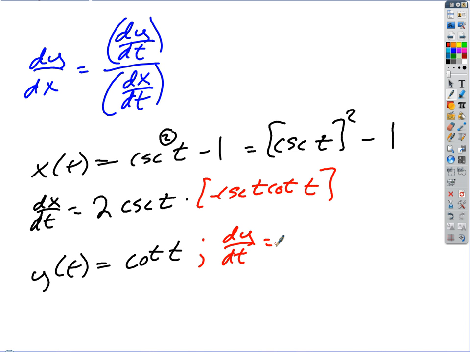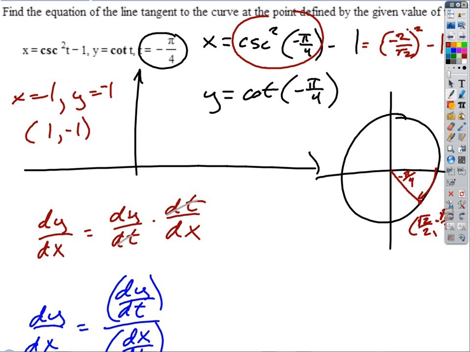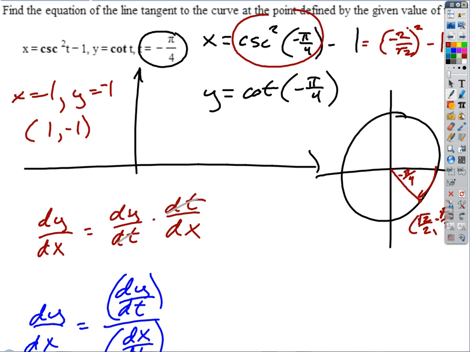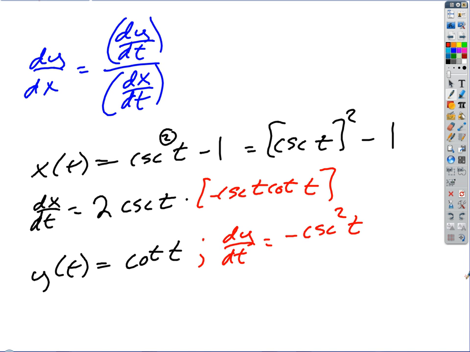What's the derivative of cotangent t? Okay, good. And remember that we're just trying to calculate the value of the derivative. We want the slope when t is negative pi fourths, right? So we can just evaluate both of those two rates at negative pi fourths. dy/dt is negative cosecant squared t.